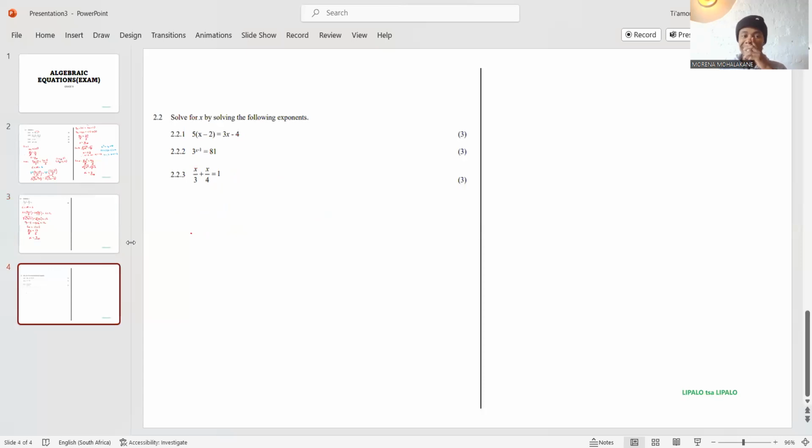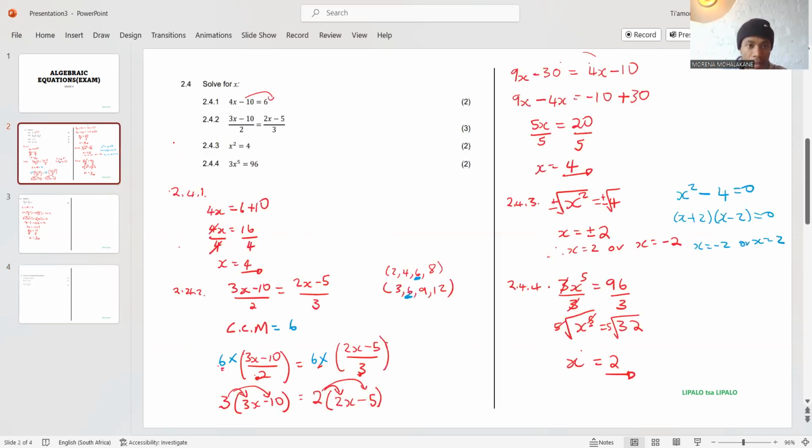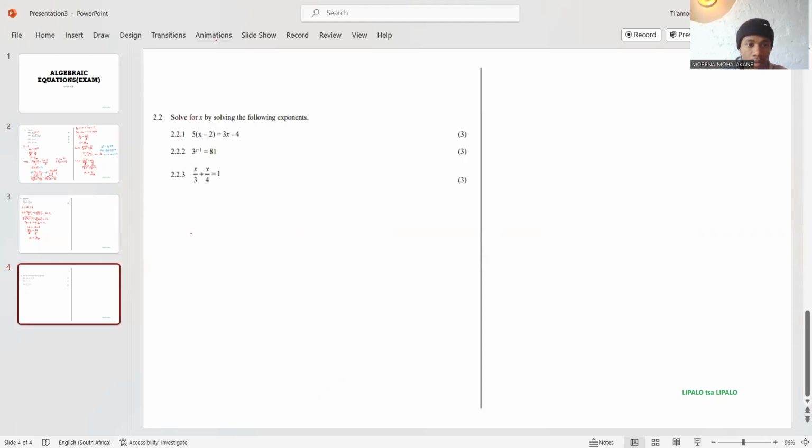Now, let us get to a different set of questions again. Right. So basically, this is just a repeat. CAPS is repeating the same things. So for the first question, remember, it's similar to this one. So we just distribute the 5. We're going to have 5x minus 10 equal to 3x minus 4.